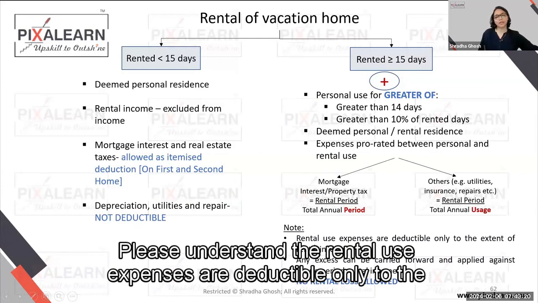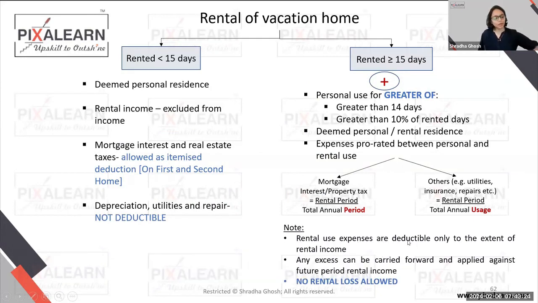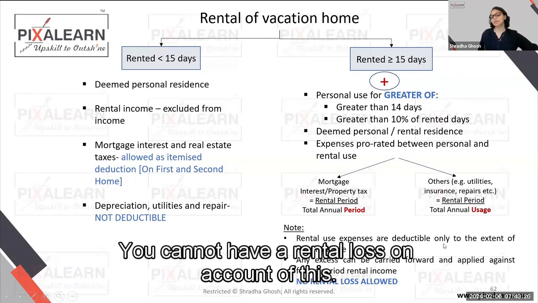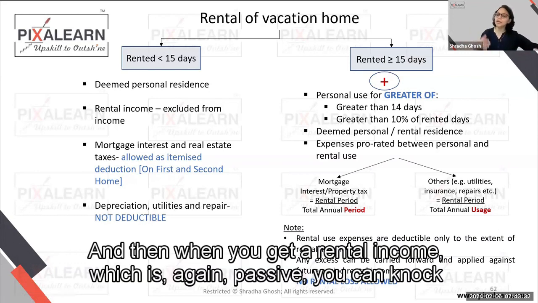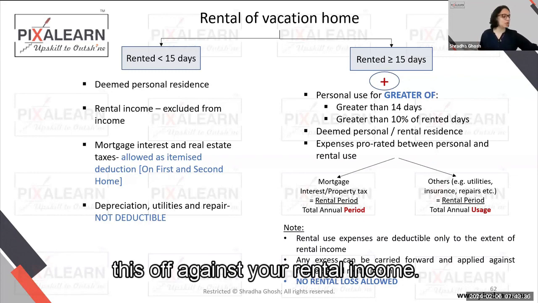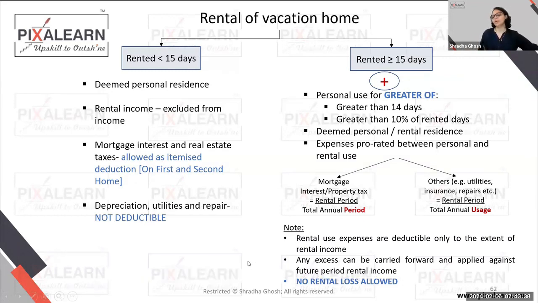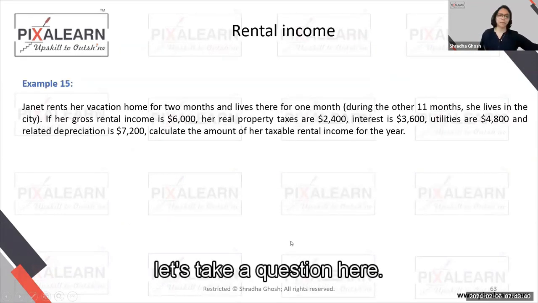Please understand the rental use expenses are deductible only to the extent of rental income. You cannot have a rental loss on account of this. If there's any excess, you can carry it forward into a future period. And then when you get a rental income, which is again passive, you can knock this off against your rental income. Okay, let's take a question here.